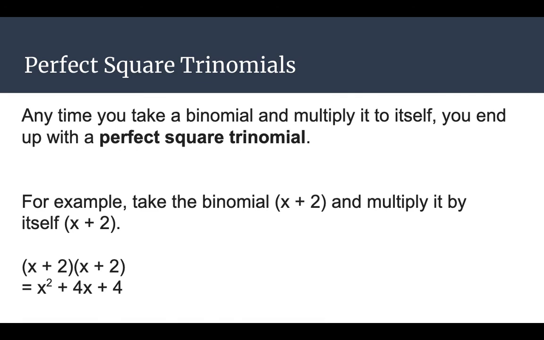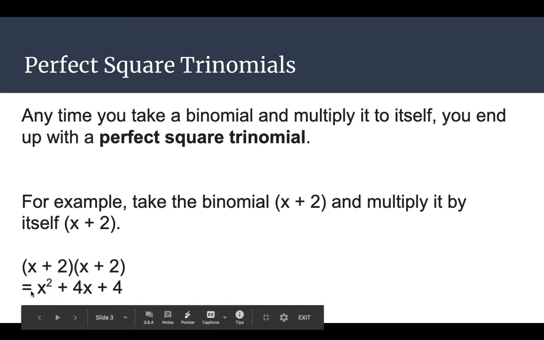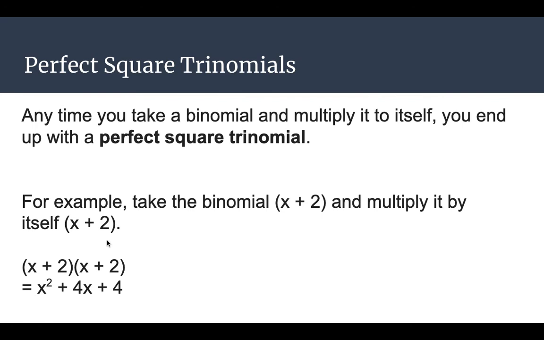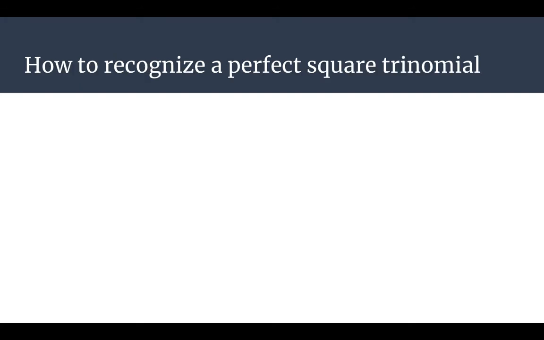And this is what's called a perfect square trinomial. It is the trinomial that results from multiplying a binomial by itself, so squaring a binomial. That's why it's called a perfect square, because it's a square of a binomial. So let's look at how to recognize these.